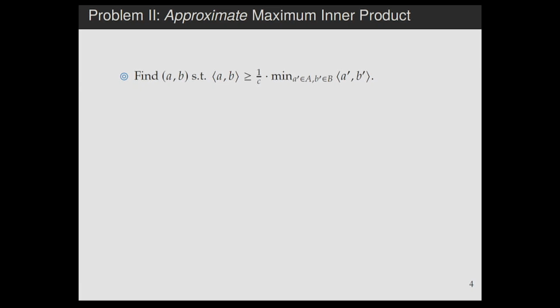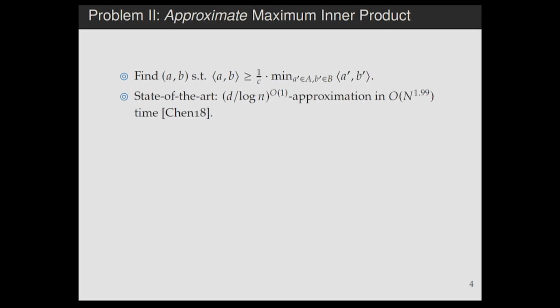Now for the approximate version of inner product, it is slightly different, right? Closest pair is a minimization problem. The inner product is a maximization problem. So now a C-approximation means that you want the inner product to be at least 1 over C times the optimum. And it turns out that you can get an approximation ratio that is roughly D over log N. So an approximation ratio of D is kind of easy to get, but you can get an even better one, something like D over log N, in subquadratic time.